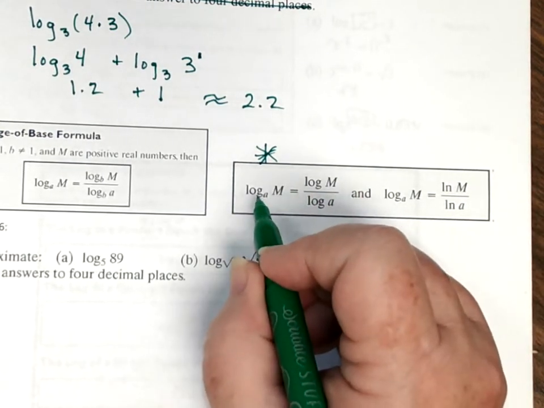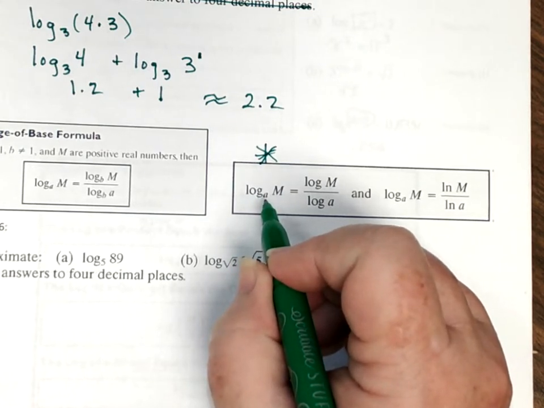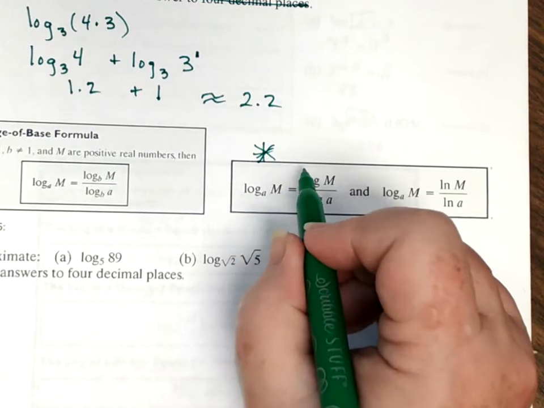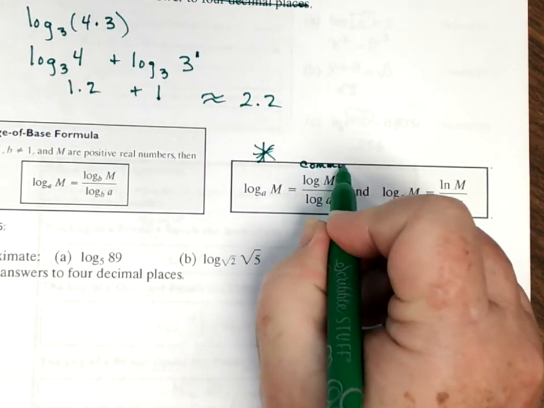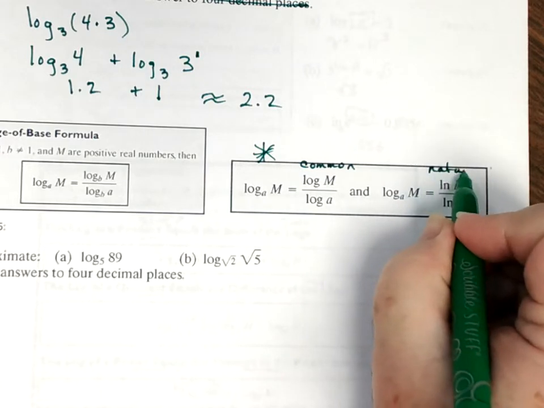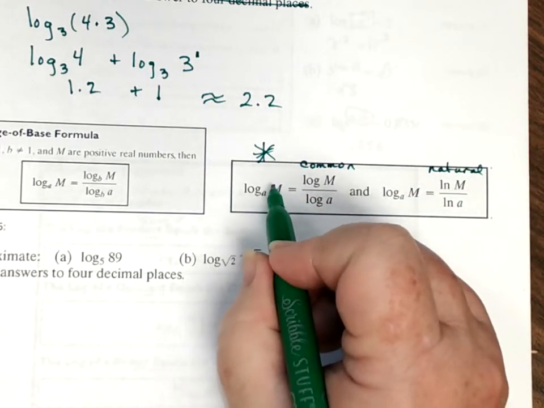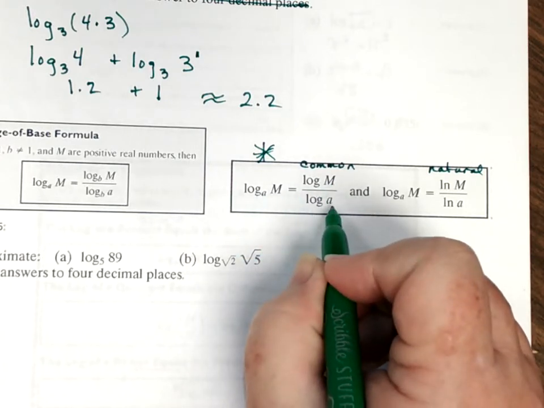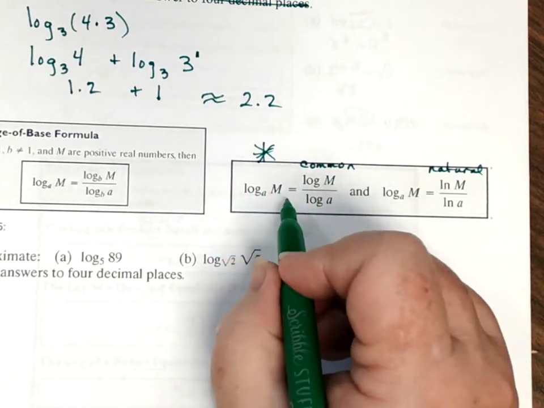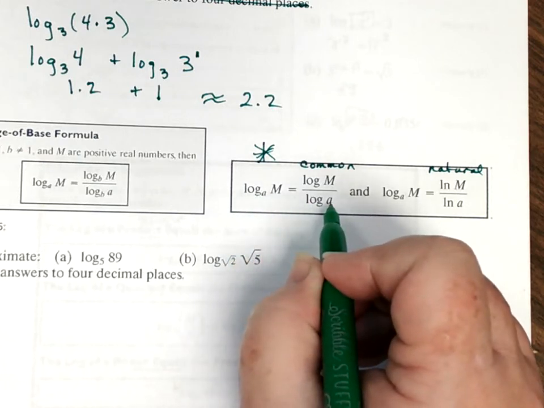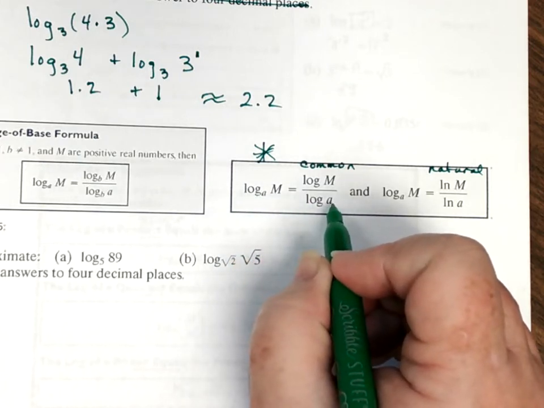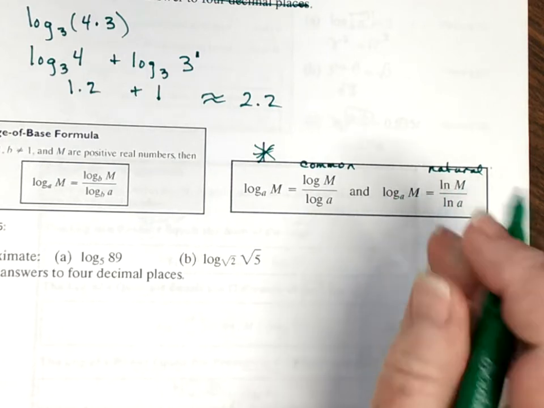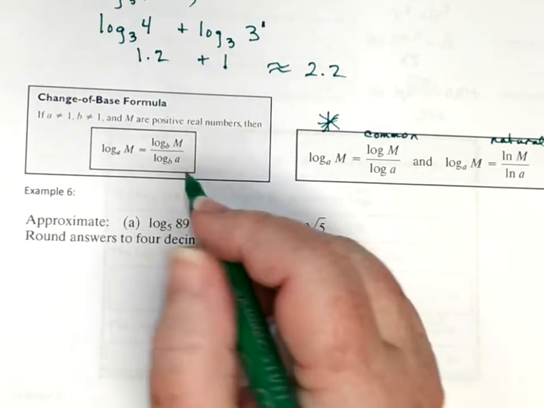What you need to notice is that this is a base A. It's not a common log, it's not a natural log, it's base A. But we can convert that to the common log or to the natural log by simply putting the number in the numerator and the base in the denominator. So I take log of M divided by log of A. And every calculator will do that. This would be natural log of M divided by the natural log of A. So let's take a look at how that looks in a problem here.